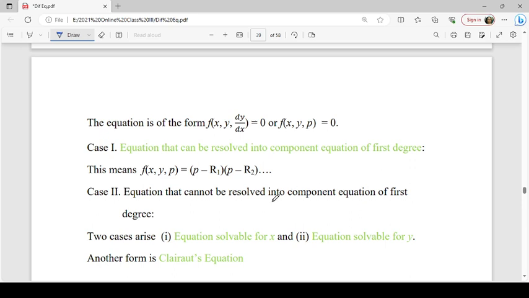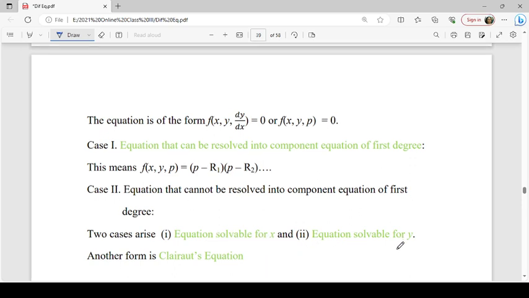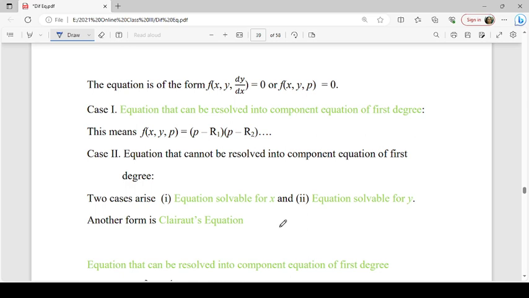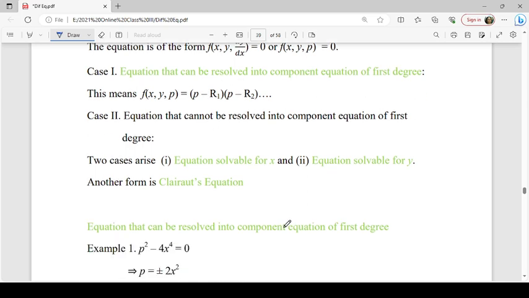Sometimes we cannot do it, and then some other cases may arise: equation solvable for x and equation solvable for y. Another form is Clairaut's equation. We'll discuss this.